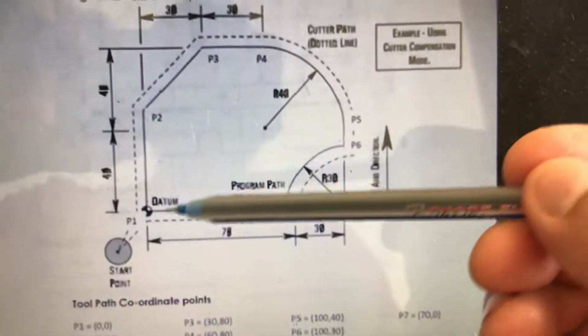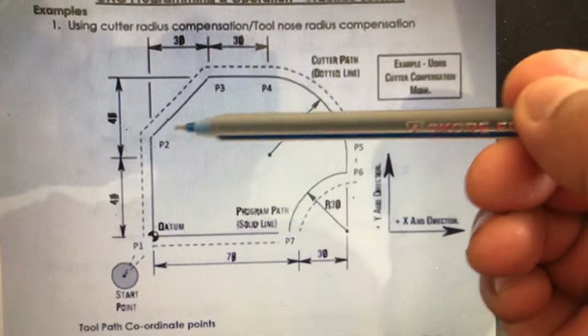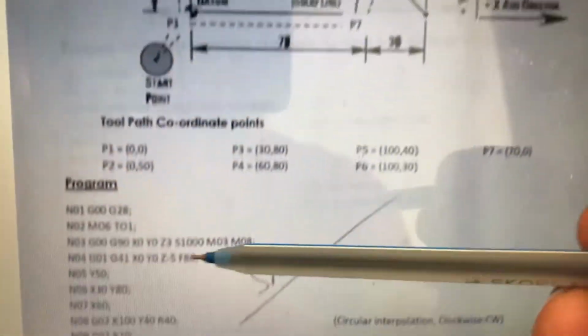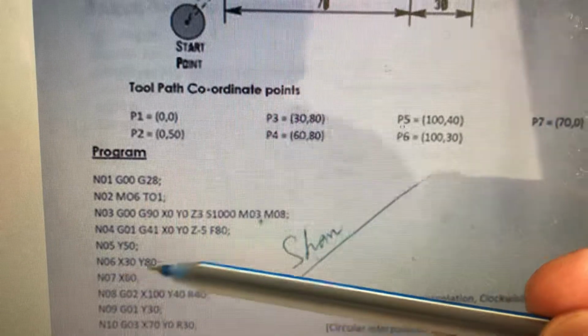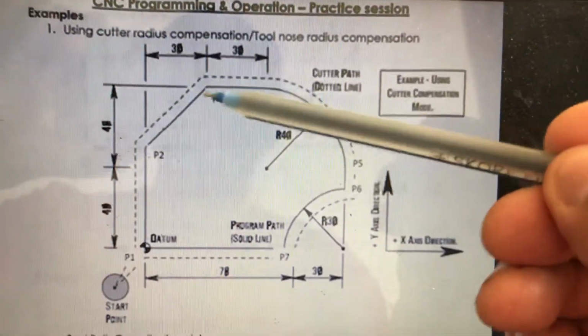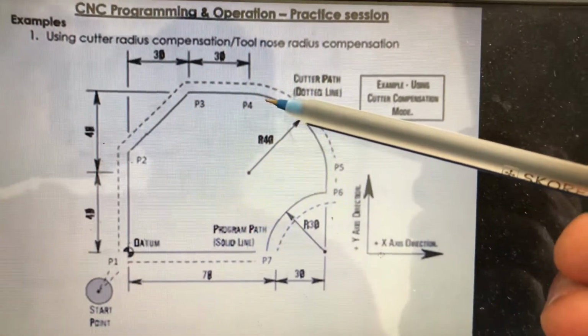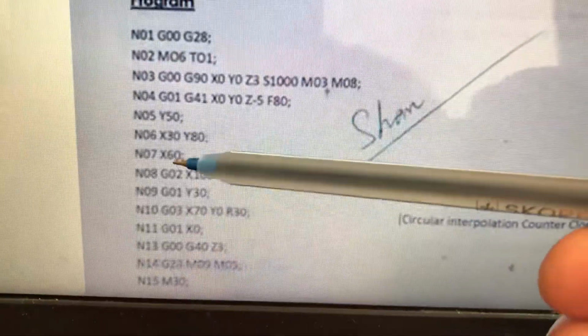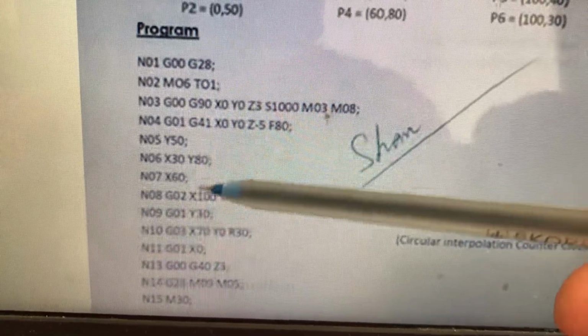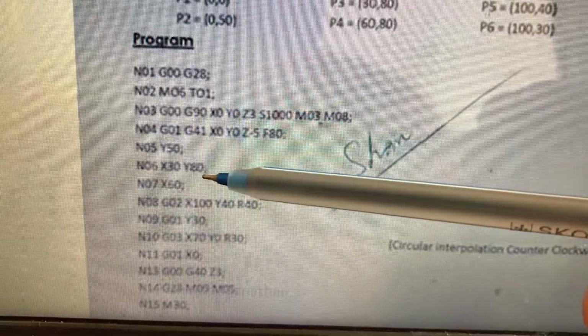So from here, the next point is Y50, and the next point is X30, Y50. X30, Y80. Sorry. From here X30, Y is 80, and then again X is 60, Y is 80. I am not writing Y. That means it is in the machine memory.